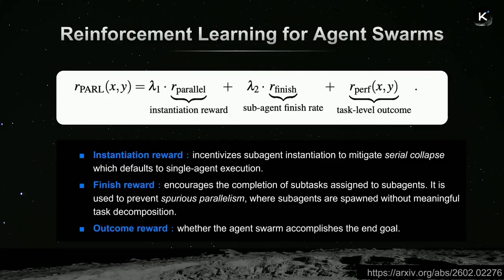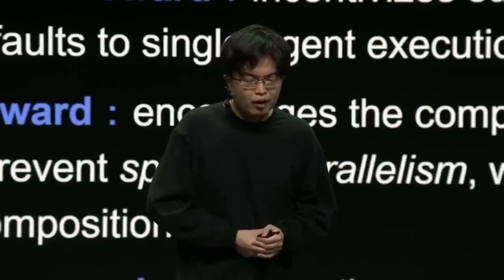And of course, we use the same decay strategy. We use a relatively high weight at the beginning of training, and we decay it to a relatively low weight at the end of training. And the third term is the standard term, the outcome reward. It measures whether the entire task is completed. And then we add these 3 terms in our reinforcement learning system.